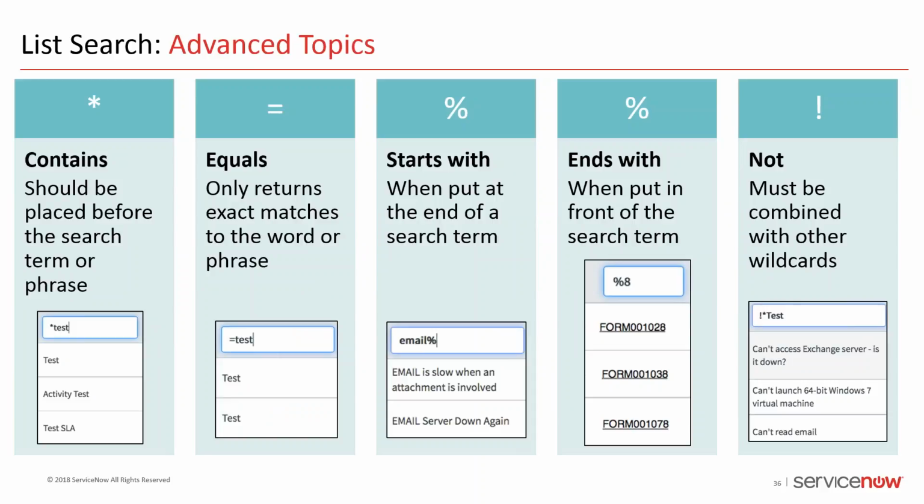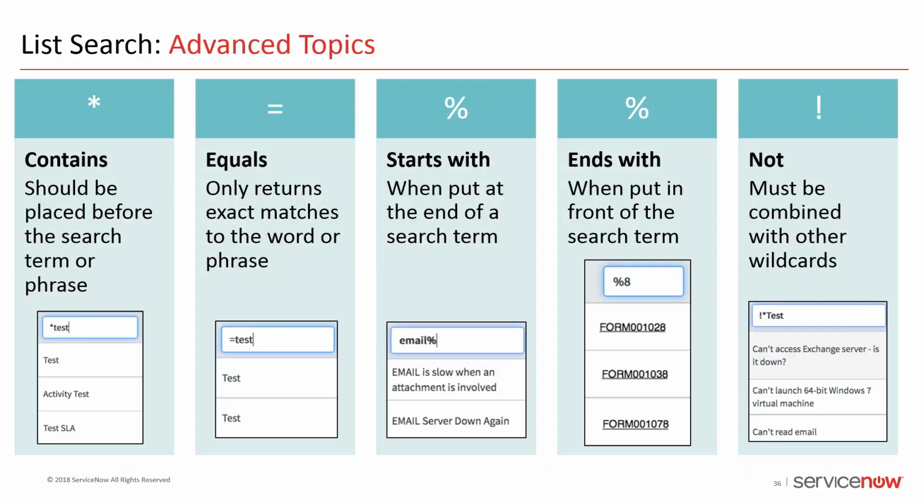This slide depicts wildcards that can be used for advanced list searches. Put an asterisk before a search term to bring back any results that contain your search term. This wildcard can also be used when searching for a value in a reference field. Put an equal sign before a search term to bring back the exact results for a word or phrase.